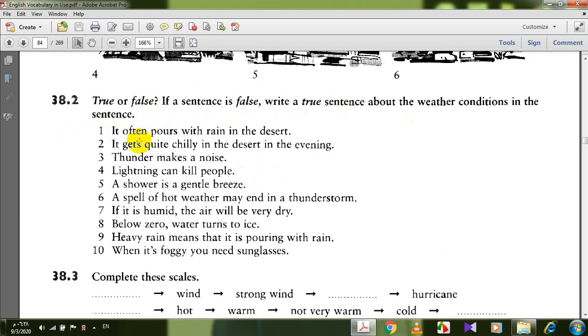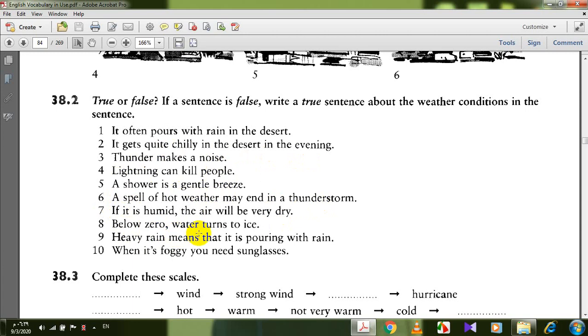It often pours with rain in the desert. It gets quite chilly in the desert in the evening. Thunder makes a noise. Lightning can kill people. A shower is a gentle breeze. A spell of hot weather may end in a thunderstorm. If it is humid, the air will be very dry.